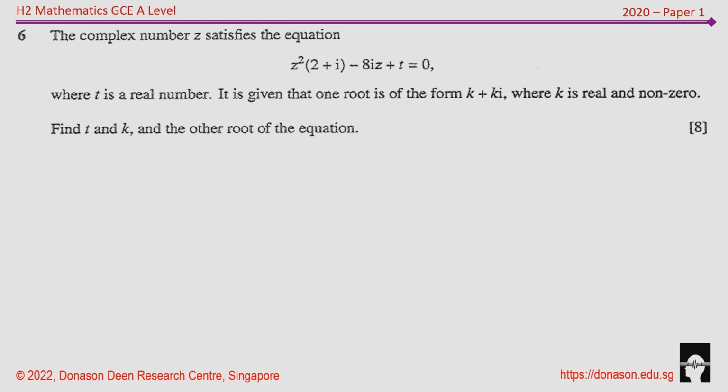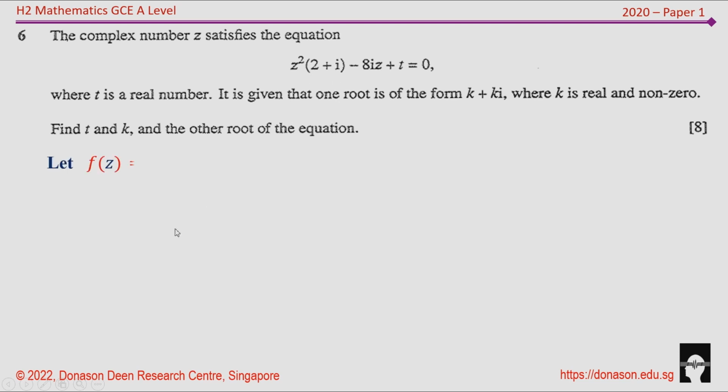The complex number z satisfies the equation z squared plus (2 + i) minus 8iz plus t equals 0, where t is a real number. It is given that one root is of the form k plus ki, where k is real and non-zero. The question says find t and k as well as the other root of the equation. So let's look at how to do this.